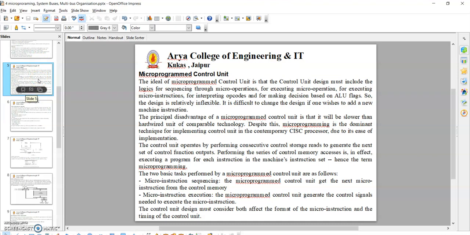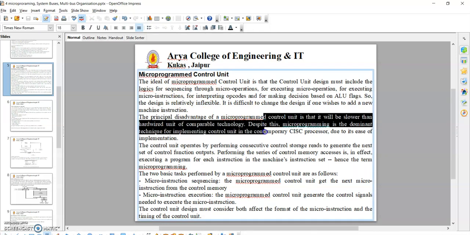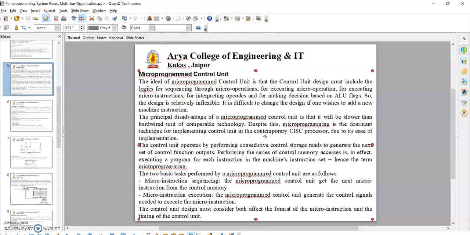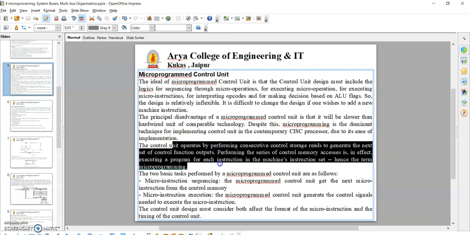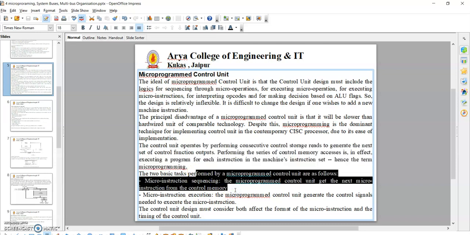The principal disadvantage of a microprogram control unit is that it will be slower than the hardwired unit of comparable technology, and microprogramming is the dominant technique for implementing control units in the contemporary CISC processor. The control unit operates by performing consecutive control steps that generate the next set of control function outputs and perform a series of control memory accesses. In fact, it is executing a program for each instruction in the machine's instruction set, and the term for this is microprogram.